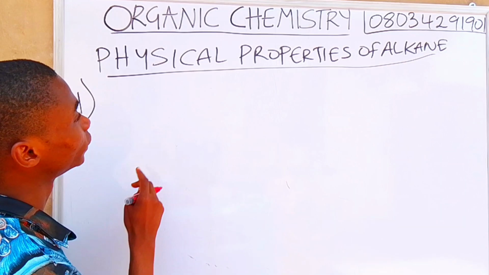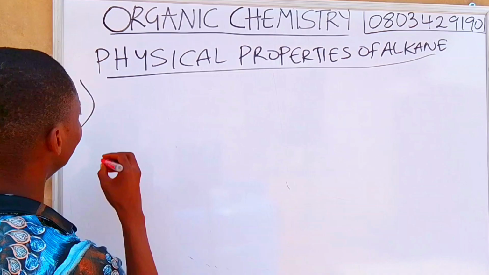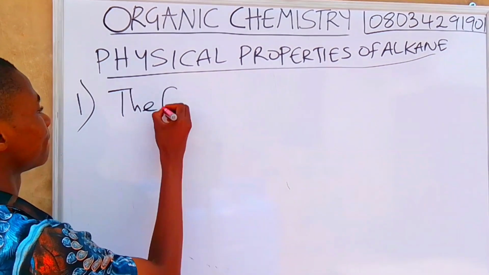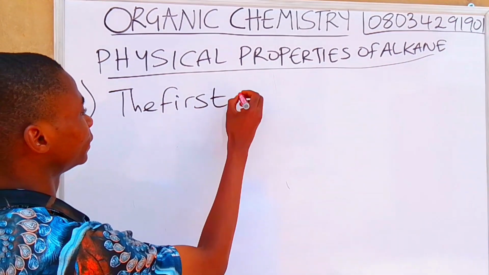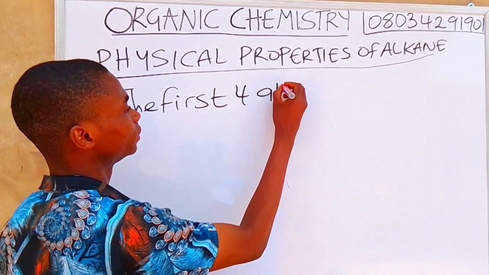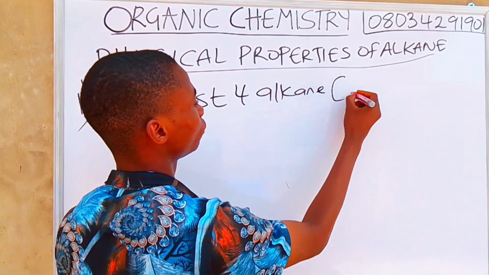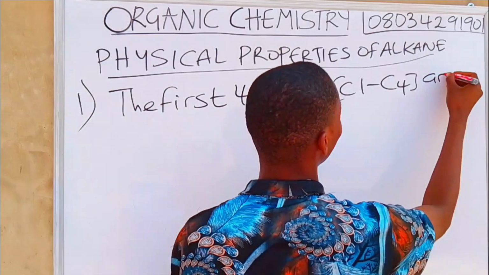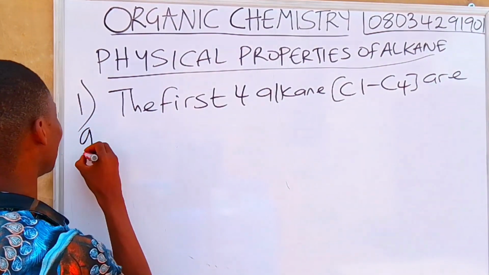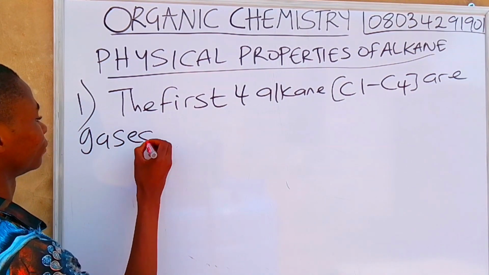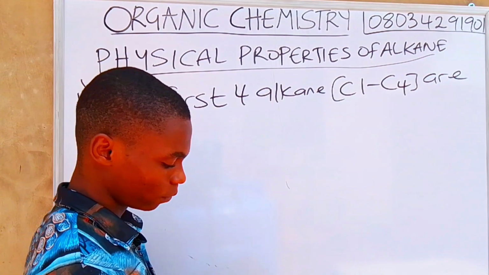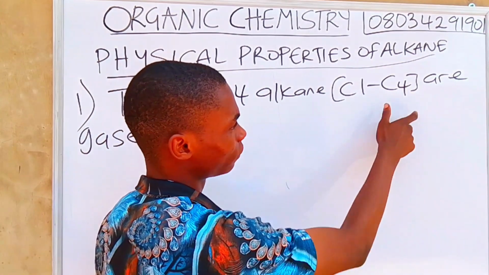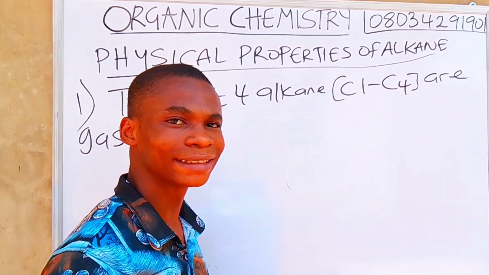So let's continue. Physical properties of alkane. The first, for alkane, C1 to C4 are gases. I hope you are familiar with C1 to C4. They are what? They are gases.